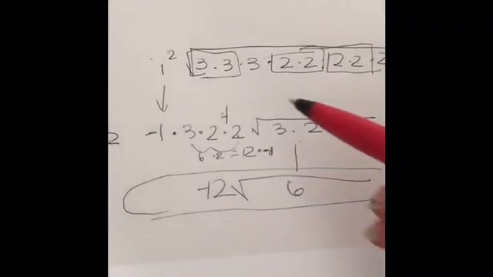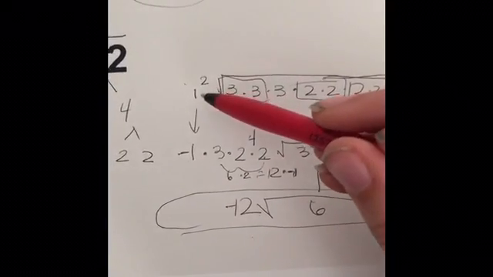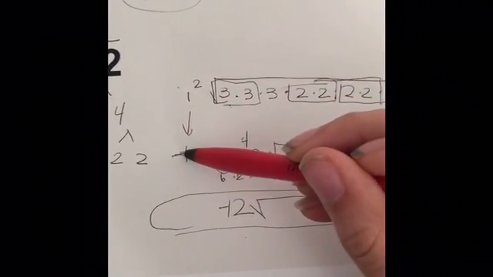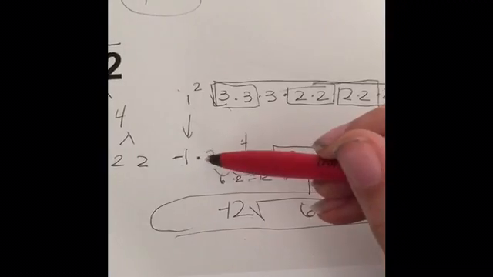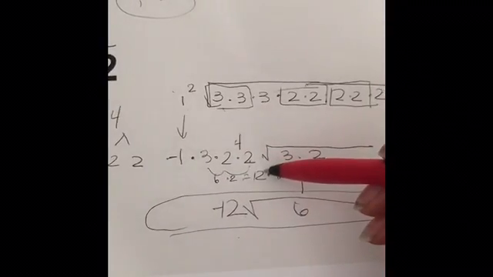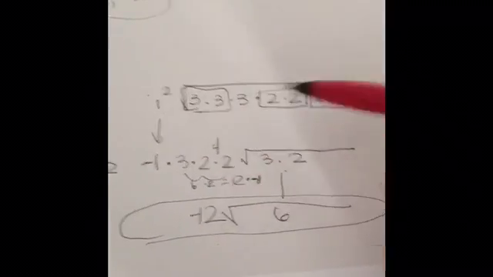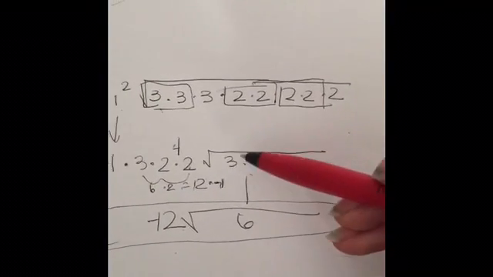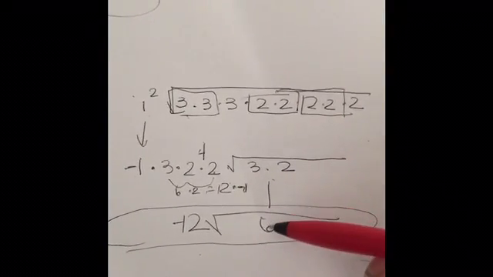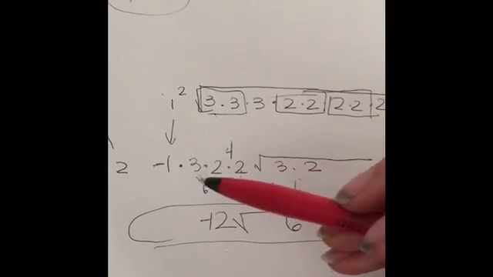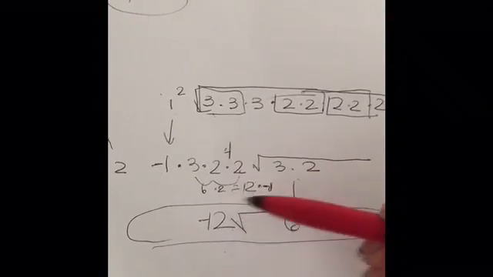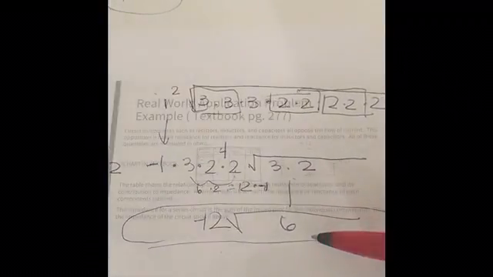So now, once that's done, you can take i squared and make it -1, and multiply all these numbers on the outside together, which will equal -12. And under the square root, you can multiply 3 times 2, which equals 6. So now the final answer is -12 over the square root of 6.